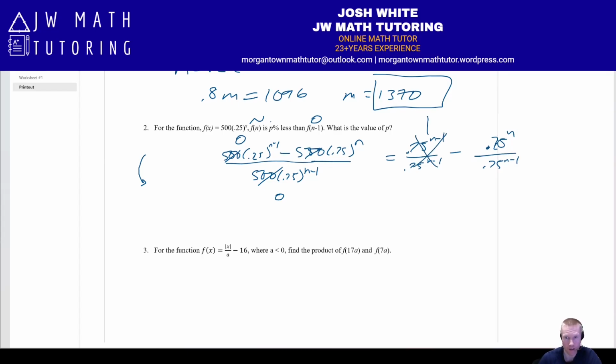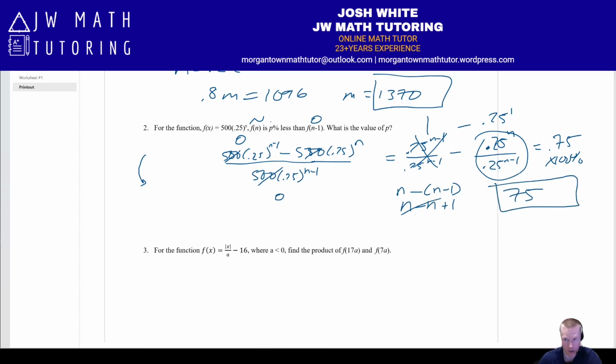This, if you follow the rules of exponents, because these have the same base, you subtract them, right? So it's n minus (n minus 1), which is n minus n plus 1. N minus n cancels. So this whole thing just becomes 0.25 to the first, or just 0.25. 1 minus 0.25 is just 0.75. Now that's the decimal value for p, but they want p%. So you have to multiply this by 100%. The correct answer for p that you would fill in is 75, because it's 75%.